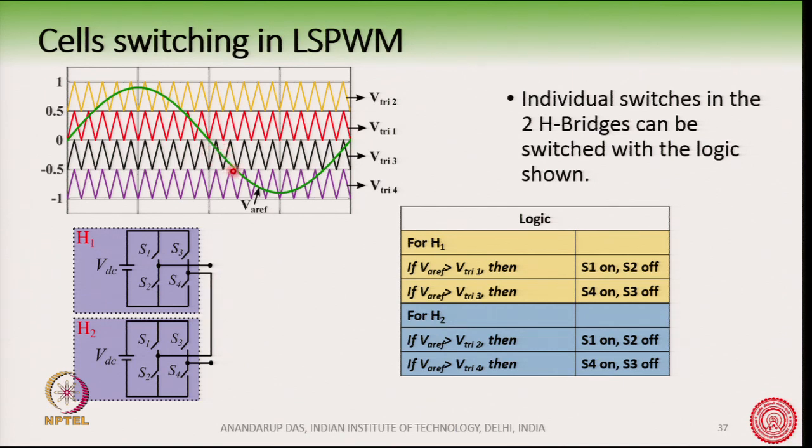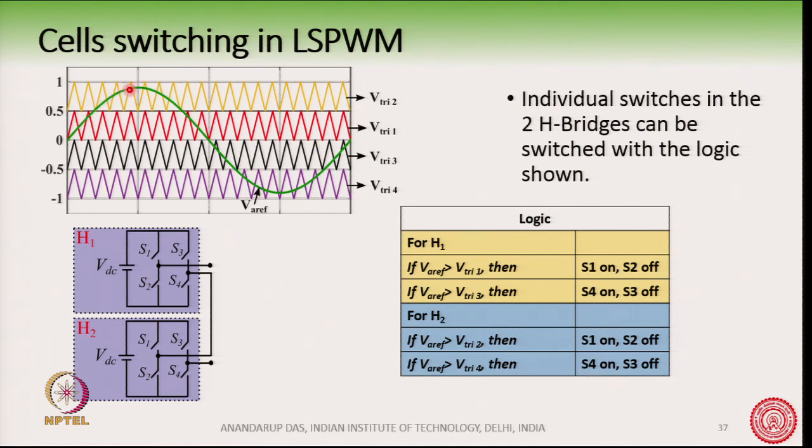Similarly, here also you can follow the same logic, and here you can see that when the reference waveform is here, then S1 is completely turned off, while S4 is sometimes turned on and sometimes turned off. Similarly, the same logic can be replicated for H2, which is shown here. If VRF is greater than V triangle 2, then S1 is on. If VRF is more than V triangle 4, then S4 is on.